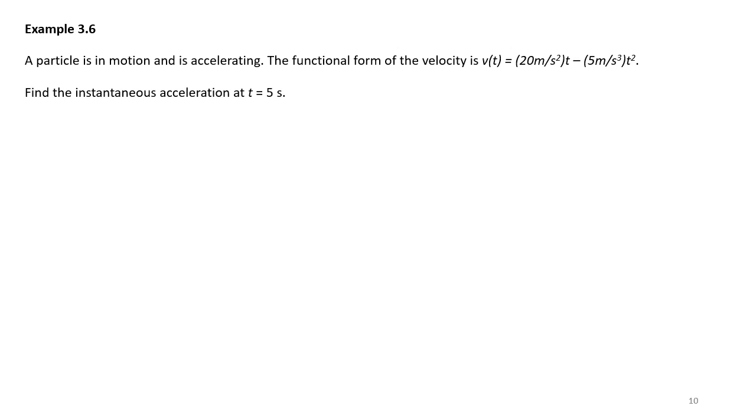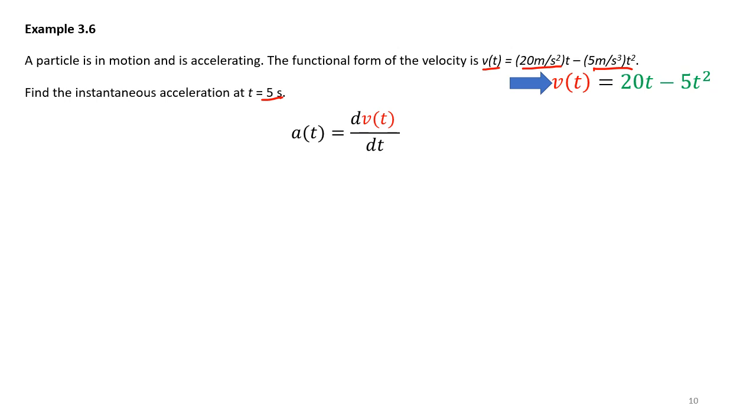Now let's do a problem. A particle is in motion and is accelerating. The functional form of the velocity, the velocity function, is this. So velocity depends on time. Now find the instantaneous acceleration at 5 seconds. So you need to find what is the acceleration at 5 seconds. So the first step is, let's simplify it. Vt is equal to 20t minus 5t square.